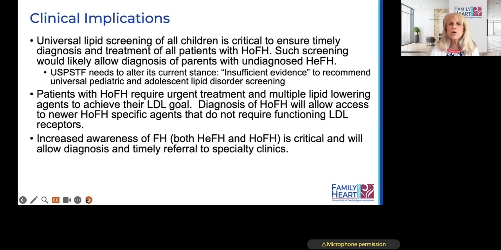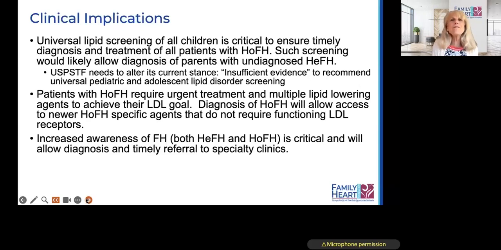Such screening, universal screening of children, would allow the diagnosis of parents with undiagnosed HeFH. Because remember, you don't just have a child with HoFH. You have a child with HoFH because you have two parents with HeFH. And if more clinicians followed the American Academy of Pediatrics guidelines and the NIH guidelines that say, in a family where there's early cardiac disease or a history of FH, screen a child at age 2. But suppose that gets missed. These guidelines also say universal screening of all children between the ages of 9 and 11. And that's to look for people with FH.